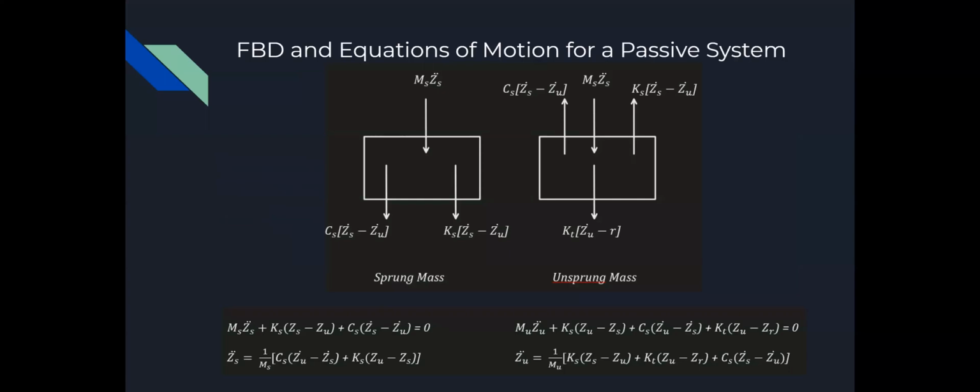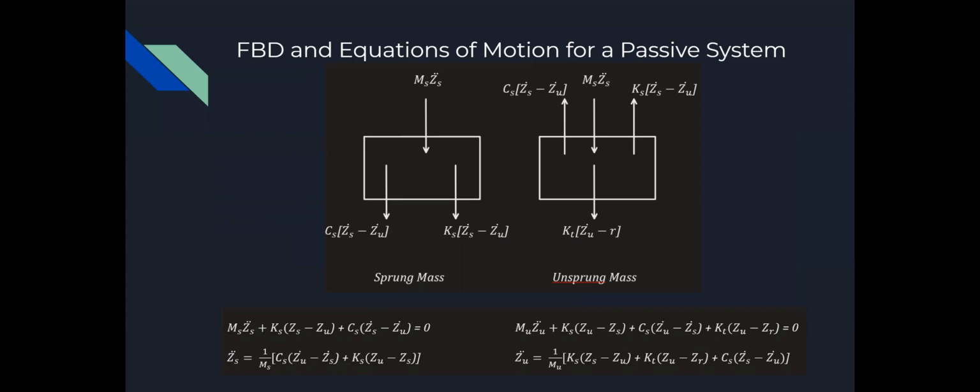So here's the free body diagram of the passive suspension system, along with any of the appropriate equations and motions. So the sprung mass equation, the 1 over ms represents the sprung mass, the cs represents the damping coefficient of the sprung mass, the ks represents the spring coefficient of the sprung mass.